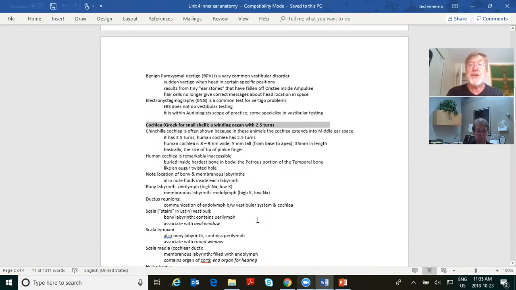It has 2.5 turns. Don't worry about memorizing how wide and how tall. Just think of it as basically the size of the tip of your pinky finger. Remember, too, that the cochlea is remarkably inaccessible, buried in the hardest bone of the body, which is the petrous portion of the temporal bone. Petrous portion, which surrounds part of the middle ear space and, of course, all of the inner ear. Think of the cochlea as like an auger-twisted hole into the bone. Note the location of the bony and membranous labyrinths.